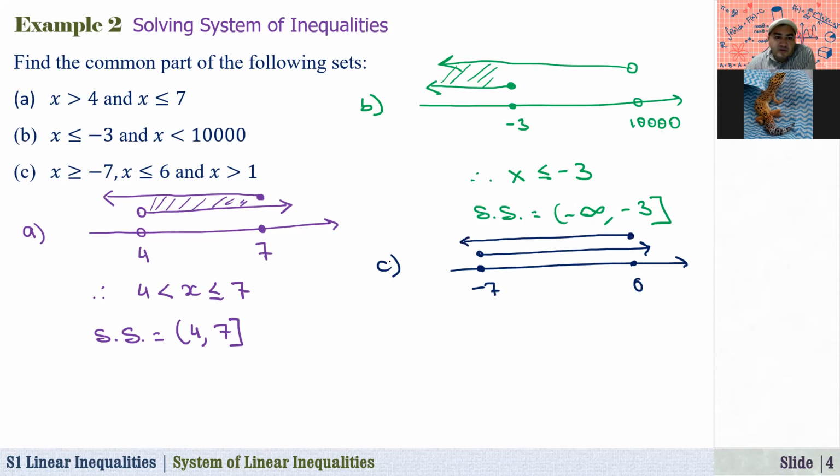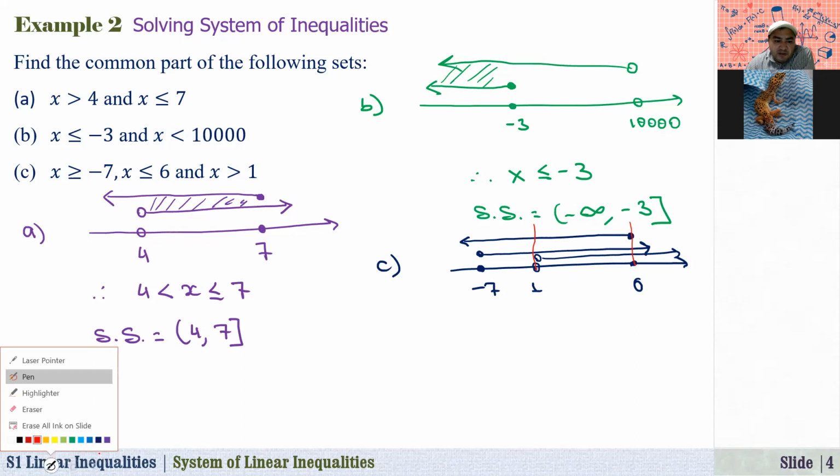Okay, and third one is x is greater than 1. So here we have 1, x is greater than 1. Let me just draw like this. Okay, and since we are talking about 3 inequalities, right, the common region will be where we have 3 lines. Where do we have 3 lines? Here, from this point until this point, we have 3 lines. So that is the common part of these inequalities.